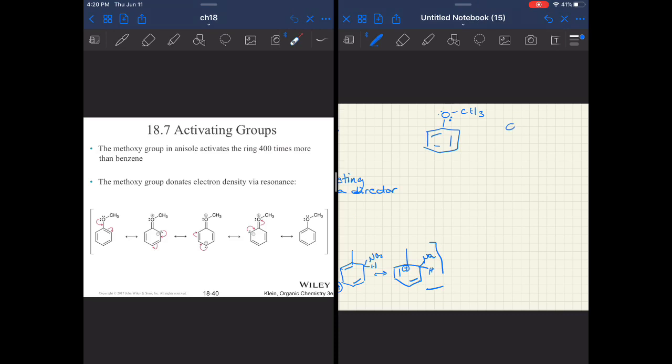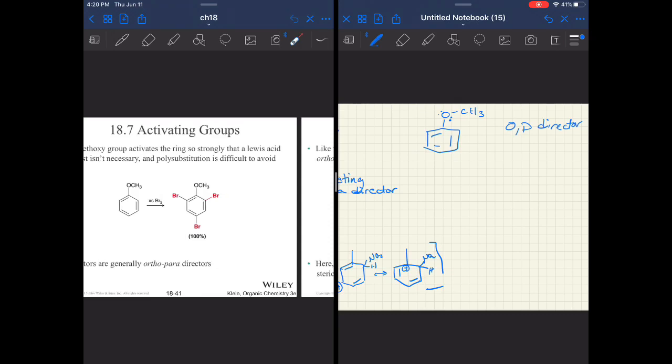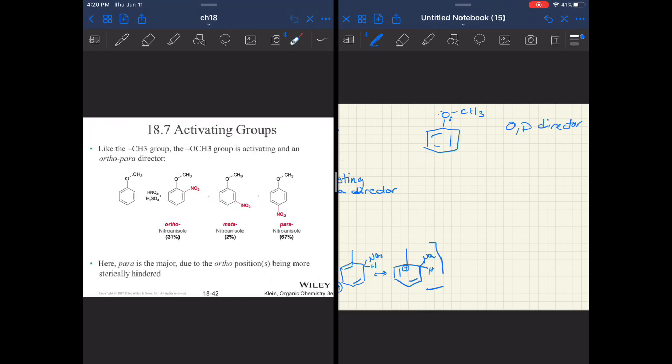This is also an ortho-para director. Of course, it's activating. All that we're saying here is that it reacts so much more quickly that polysubstitutions are very likely. I'm not going to ask you to focus on that. Again, you only make a very small amount of that meta product.